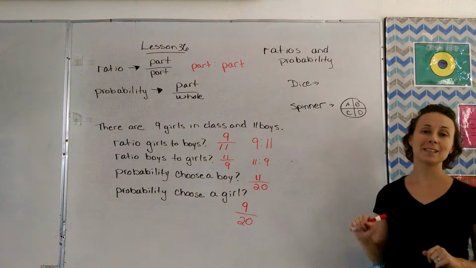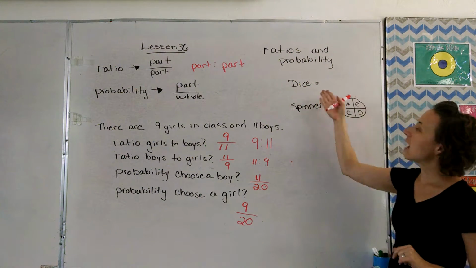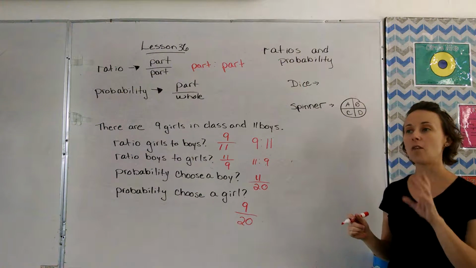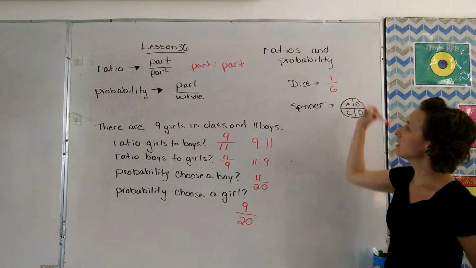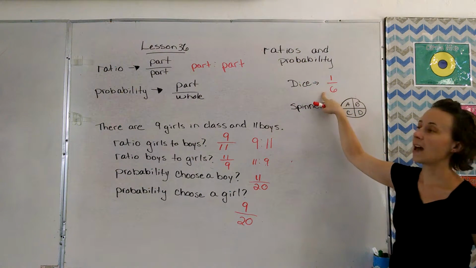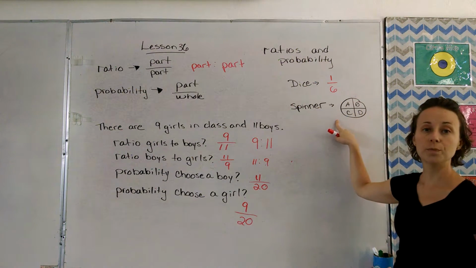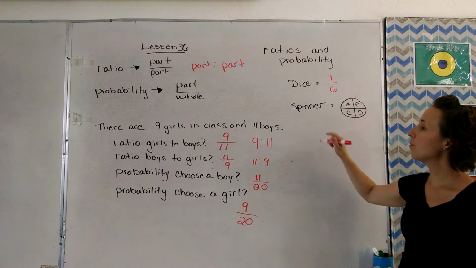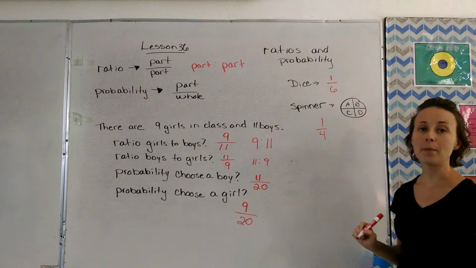It works with dice. A dice is a cube that's numbered 1 through 6. So on a die, for example, the probability of rolling a 4 would be 1 out of 6, because there is 1 four out of the 6 on it. If I had a spinner, this would work too. What's the probability that I would spin a B, for example? Would be 1 out of 4, would be my probability.